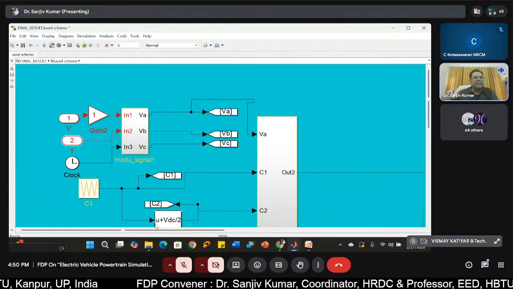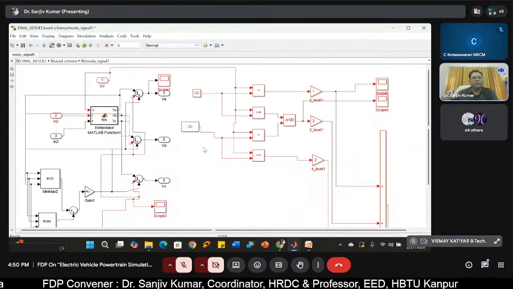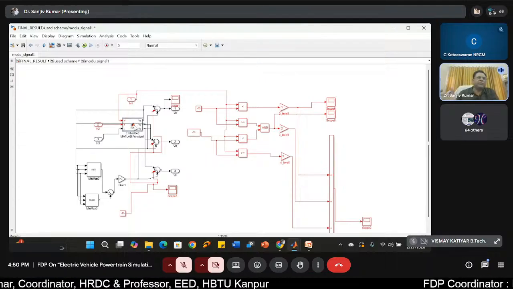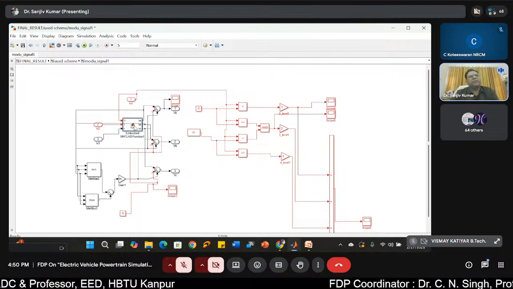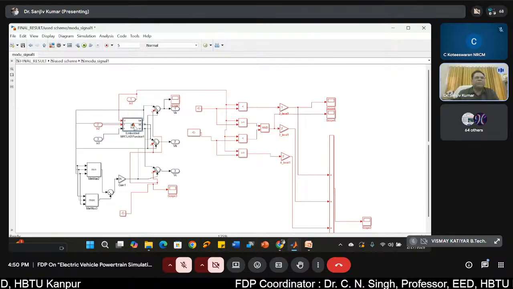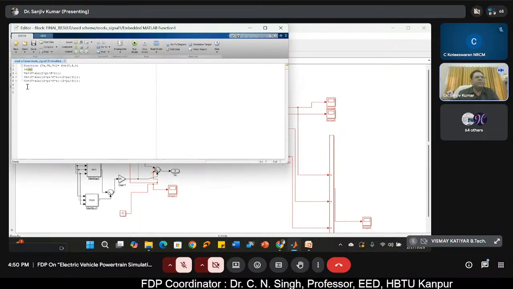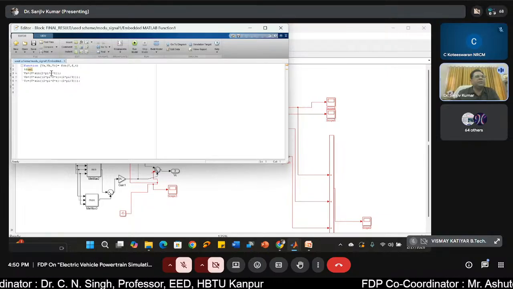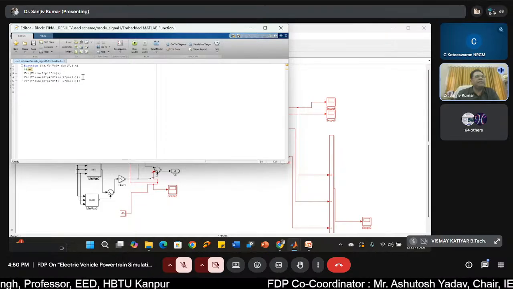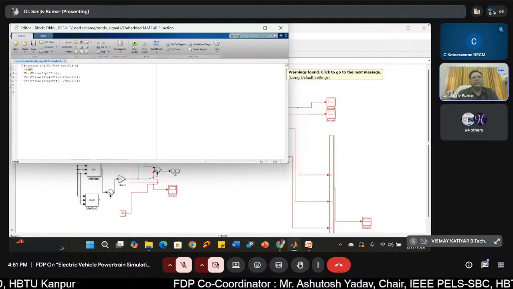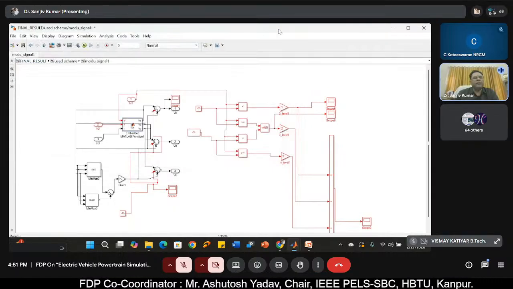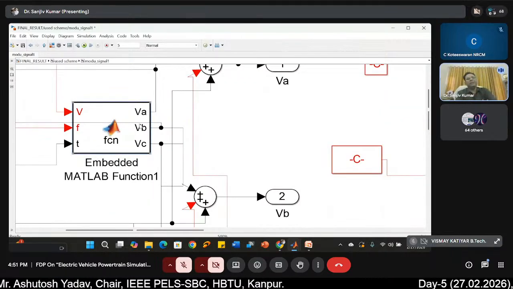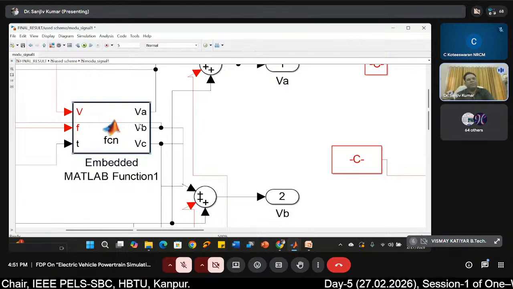Okay, now come to the function here. Which function have I taken? This is the embedded function, user defined function. In Simulink, user defined functions are available, and very simple code is written. We have three inputs, V, F, T, and three outputs, VA, VB, VC. So V sine 2 pi FT, then plus 2 pi by 3 and minus 2 pi by 3, right? That is written. Now our three sine waves are generated, VA, VB, VC.